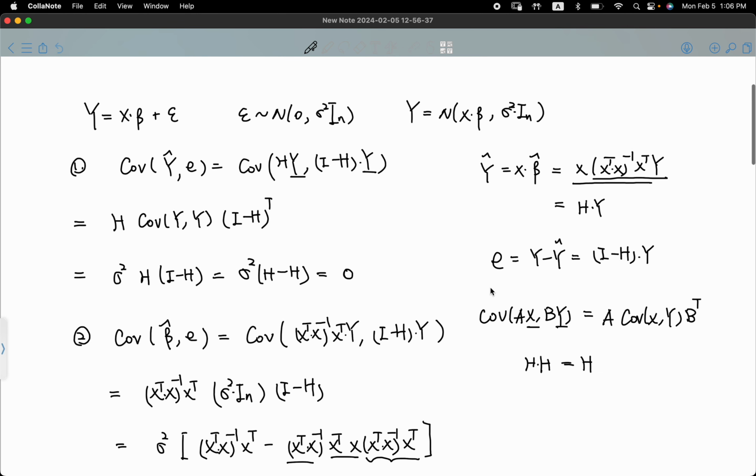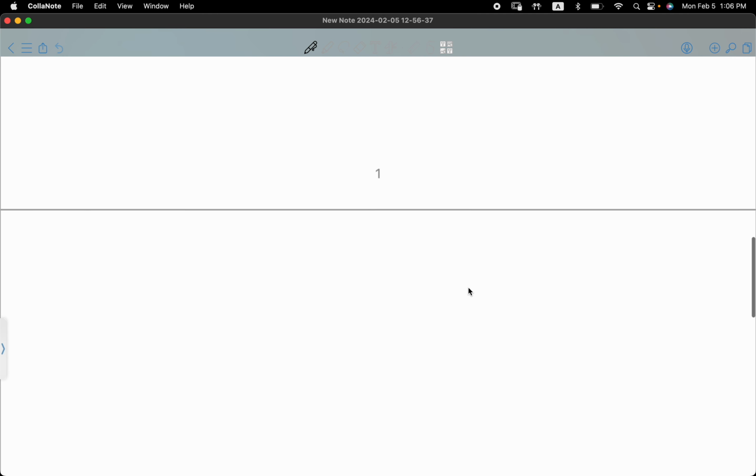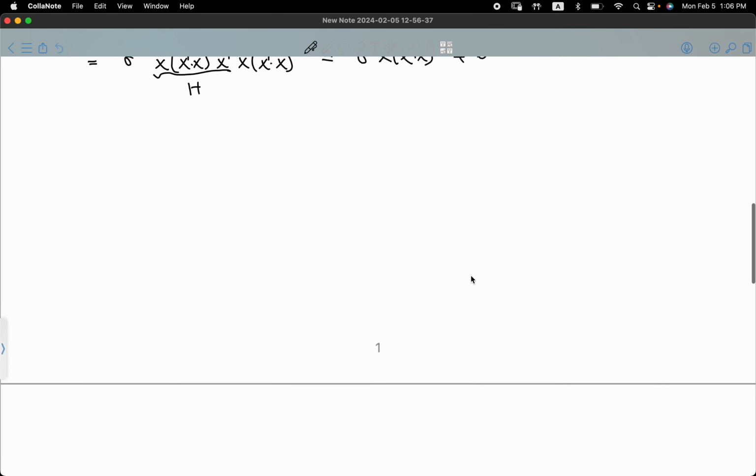Okay, some of the side notes here you can find from the previous discussion. Okay, next we want to talk about hypothesis testing on beta i. So remember that beta is referring to your coefficient, p by 1.